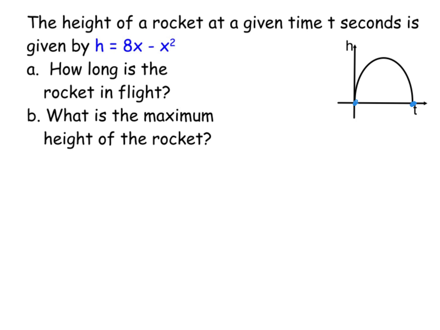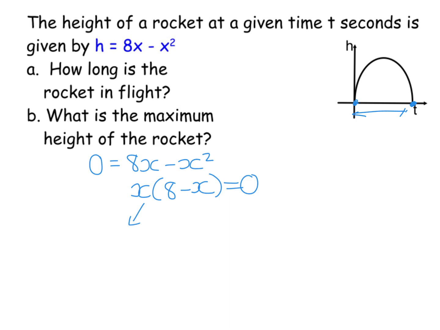How long it's in flight is basically how long it is to here. So we're asking you to find the roots. The roots mean putting the height equal to 0. We want to know when it's on the ground. So we're going to put 0 equals 8x minus x squared. If you don't like the equals 0, just shove it to the side. Now there's a common factor here of x, which leaves me 8 take away x equals 0. If I break this up, I have x equals 0, and I have 8 take away x is 0, which just becomes 8 equals x, or x equals 8.